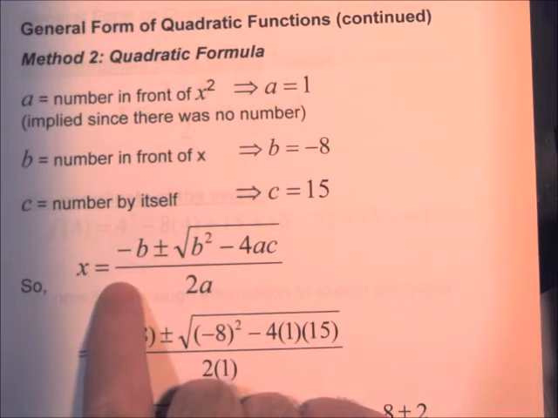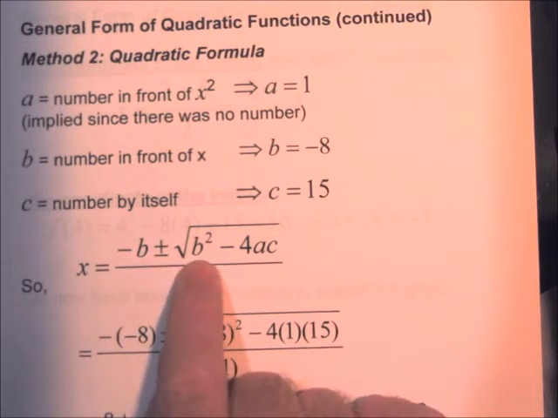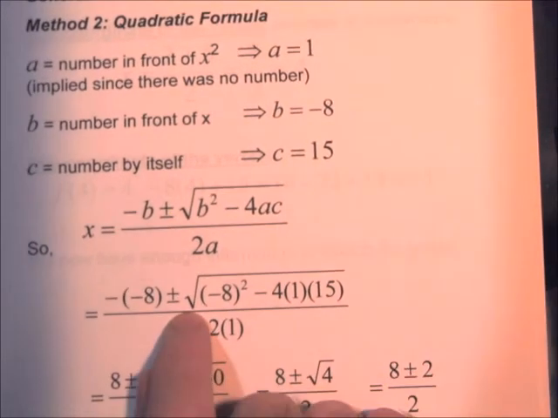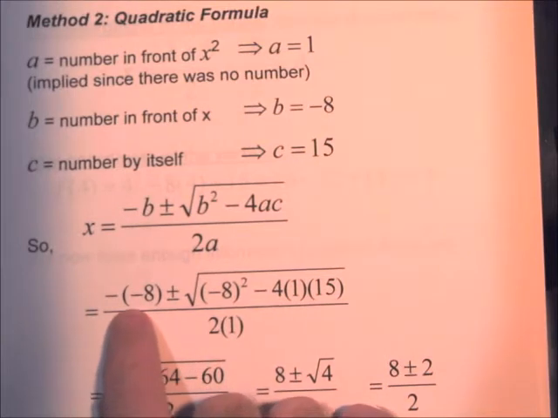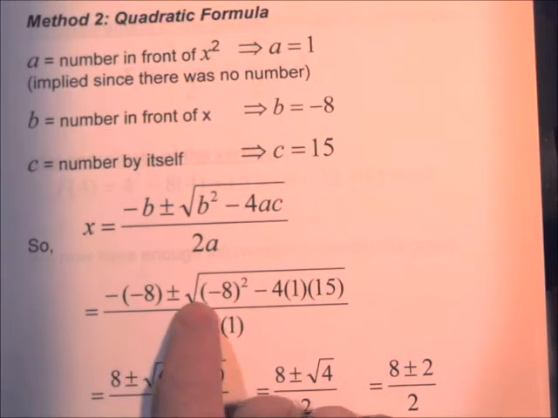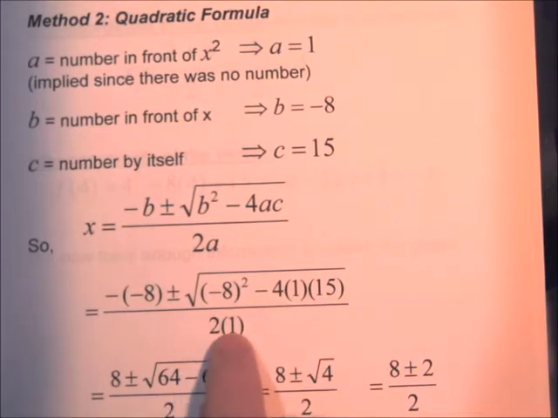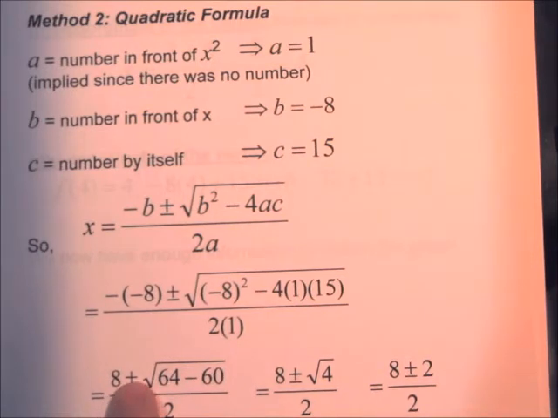So x is equal to minus b plus or minus square root of b squared minus 4ac, all over 2a. And putting in the numbers, we get x is equal to negative 8 plus or minus square root of negative 8 quantity squared minus 4 times 1 times 15, all over 2 times 1. A double negative becomes positive. That's a plus 8 plus or minus square root of negative 8 squared. Negative 8 times negative 8 is 64. And negative 4 times 1 times 15 is negative 60. On the bottom we'll have 2 times 1, which is 2.